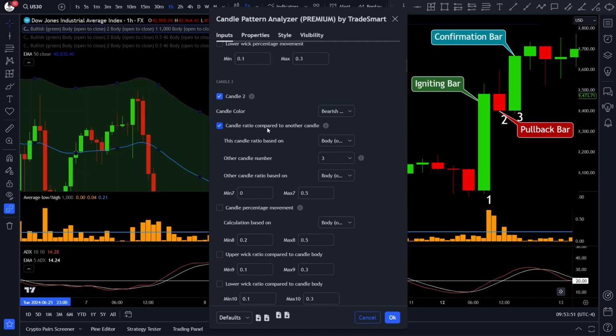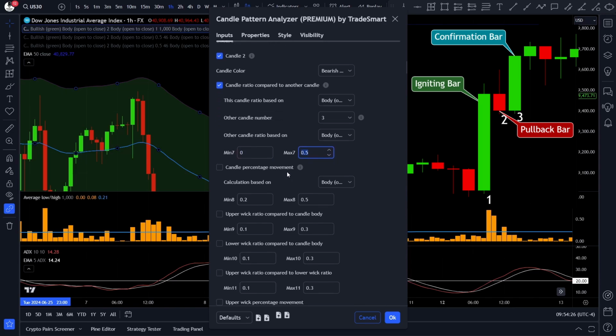And its body should not be bigger than 50% of the igniting bar. So I again use the candle ratio comparison tool, and the candle which we need to compare this one is the third candle, which is the igniting candle. As the pullback candle can't be bigger than 50% of the igniting candle, I set the minimum ratio to 0 and the maximum ratio to 0.5.